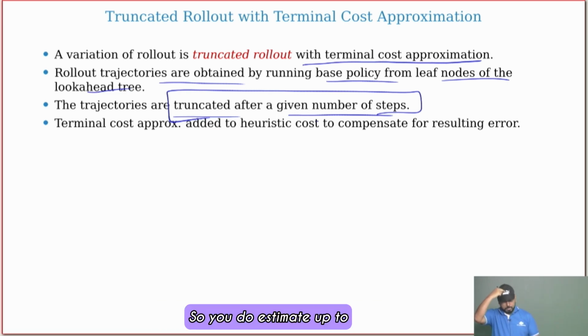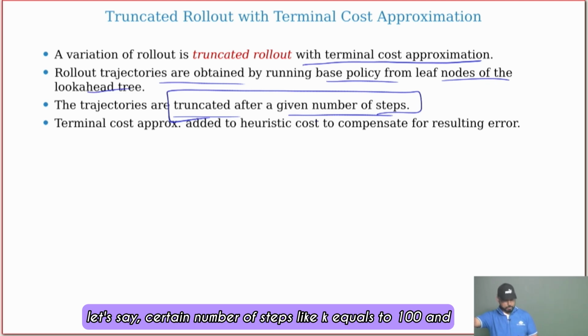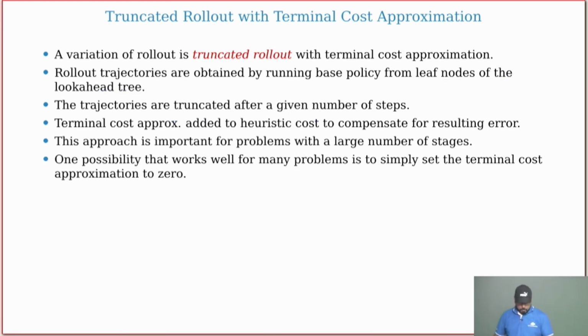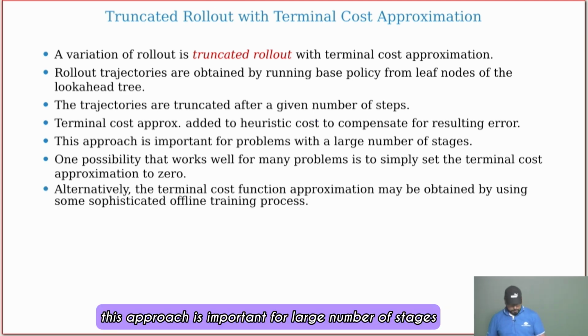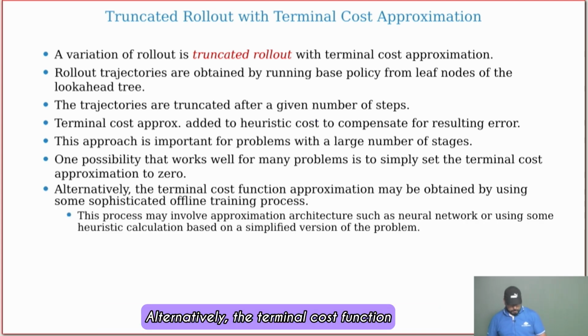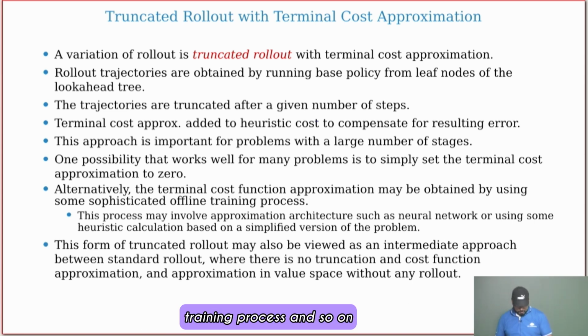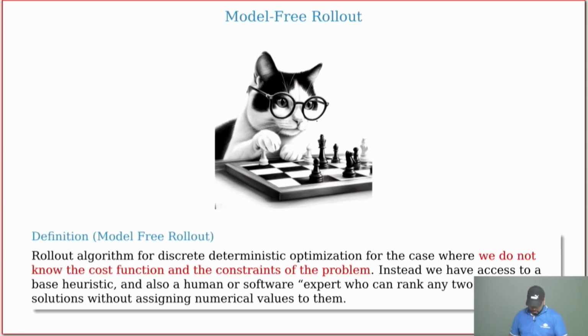So you do estimate up to, let's say, a certain number of steps, like k equals 100, and until then you compute the cost. So this approach is important for a large number of stages. Alternatively, the terminal cost function approximation may be done by some offline training process and so on. We will see some of these in the future.